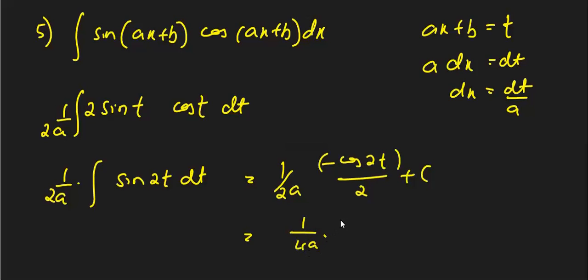that is minus 1 by 4a cos of 2t. What is t? t is ax plus b. So minus 1 by 4a cos of 2 times ax plus b plus c.